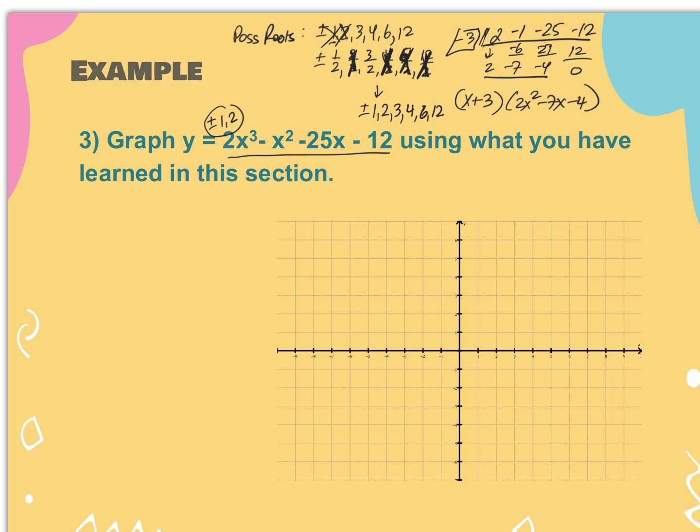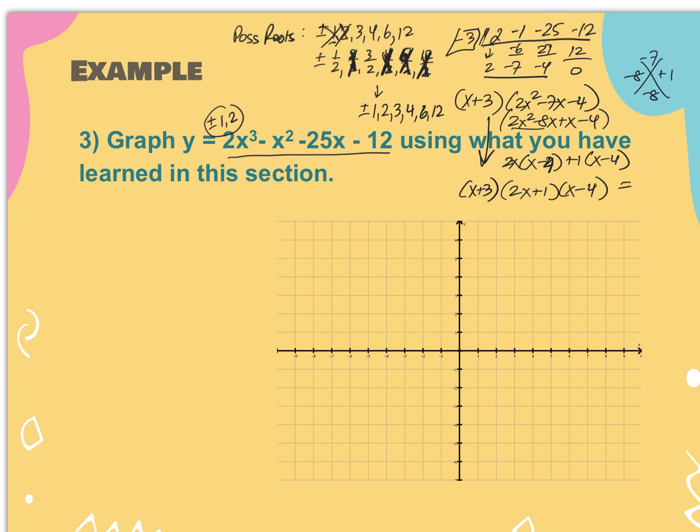And I know that that is factorable. Again, remember, that has to multiply to negative 8, add up to negative 7, so minus 8 plus 1. So 2x squared minus 8x plus x minus 4. And I'm going to group it. 2x, x minus 4, rather, right? And then plus 1 and x minus 4. So my final factors are 2x plus 1, x minus 4, and of course x plus 3, which we found at first, okay? And again, if I have to come up with my zeros, I know my zeros are x is negative 3, x is negative 1/2, and x is 4.